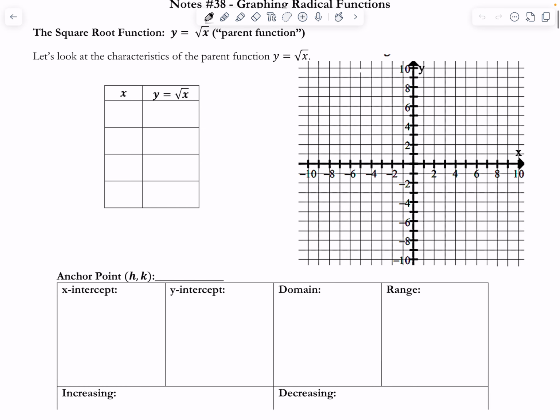All right, so for the parent square root function, let's put in the OG points of 0, 1, 4, and 9. When we take the square root of those, we get 0, 1, 2, and 3. So go ahead and plot those here. The original points: 0, 0, 1, 1, 4, 2, and then finally 9, 3. And hopefully this looks familiar to you from our first unit.